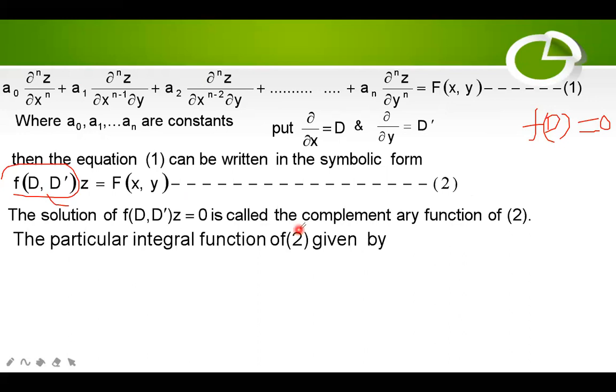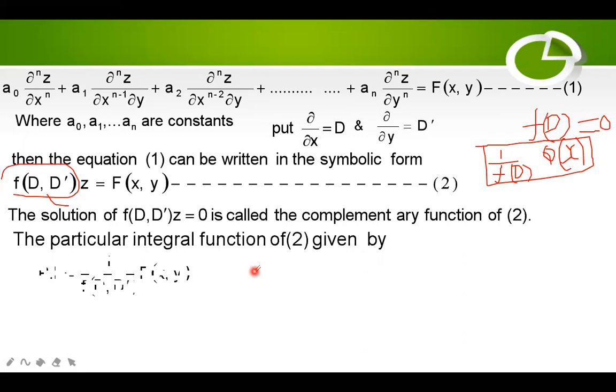For the particular integral in ordinary differential equations we wrote 1 upon f of D into the RHS. Based on the value of Q of x we used some shortcut methods and calculated the PI. In the same way here also you can write PI equal to 1 upon f of D, D dash into capital F of x comma y. Therefore the general solution is z equal to CF plus PI.